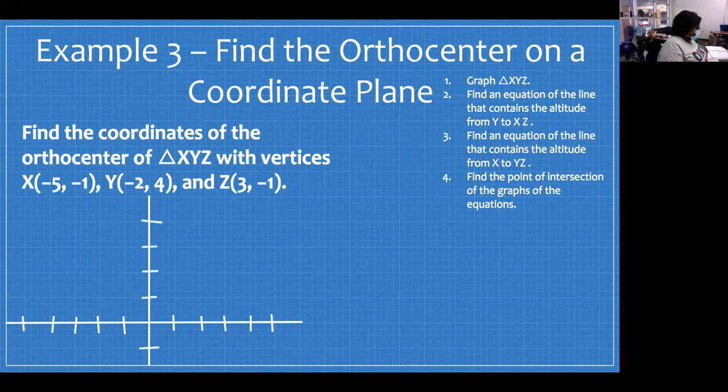All right. So I need -5, -1. It's going to be my X, and -2, 4. That's going to be my Y, and then 3, -1. That's going to be my Z.